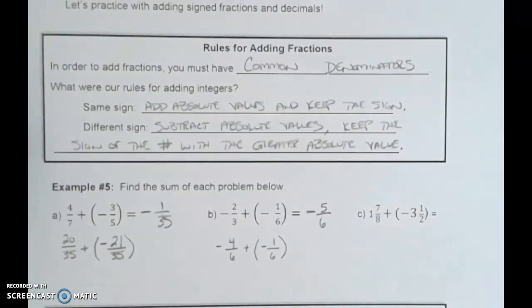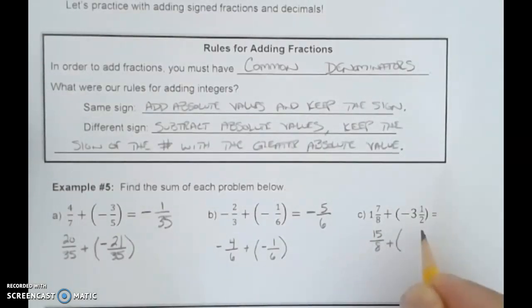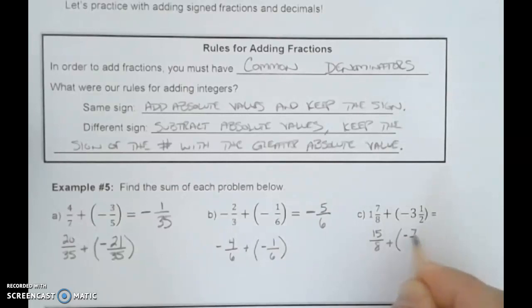In the last example, notice here that we have mixed numbers, 1 7/8 plus negative 3 1/2. I'm going to change these into single fractions first. 1 7/8 is equivalent to 15/8 plus negative 3 1/2 is equal to negative 7/2. Now I need to get common denominators, eighths and halves. I'm going to use eighths, so I'll keep 15/8 plus negative something eighths. 2 times 4 is 8, so 7 times 4 is 28.